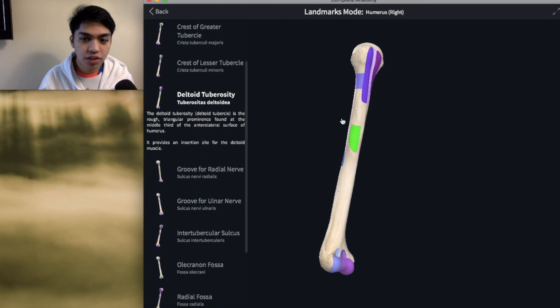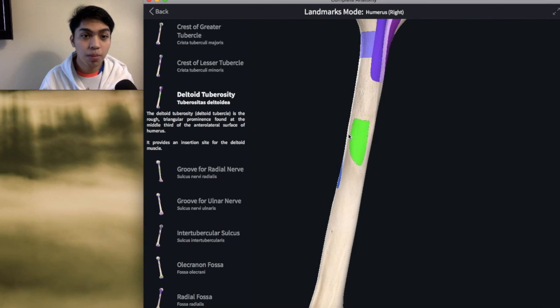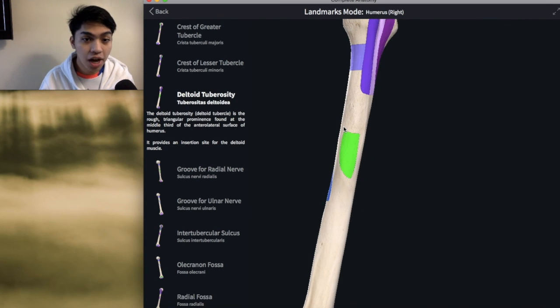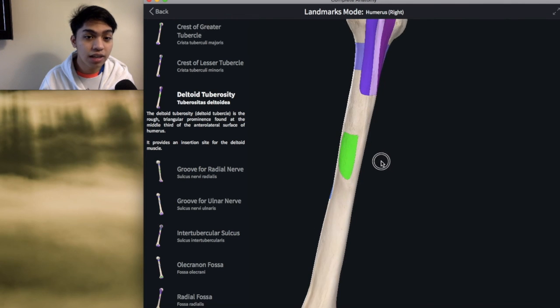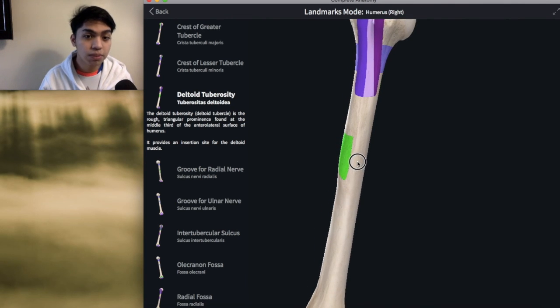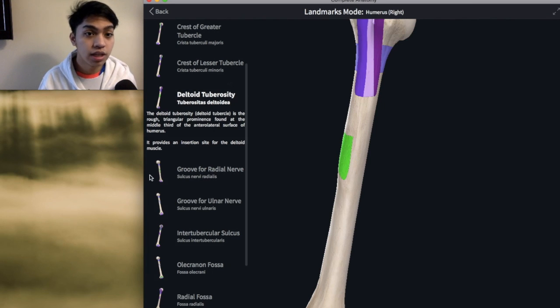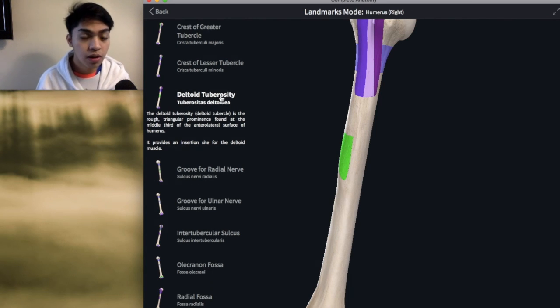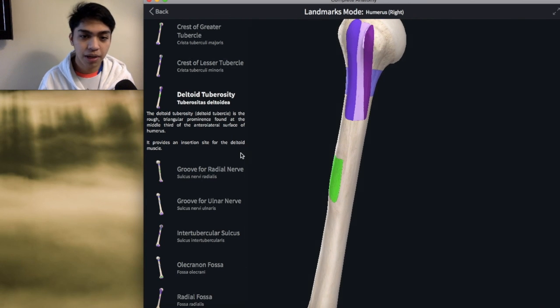We have also the deltoid tuberosity, which is another prominence. It is a triangular prominence found on the middle third of the anterolateral surface of the humerus, which provides the insertion site for the deltoid muscle. That one is easy to remember because the deltoid tuberosity provides the insertion site for the deltoid muscle, since they have the same name.